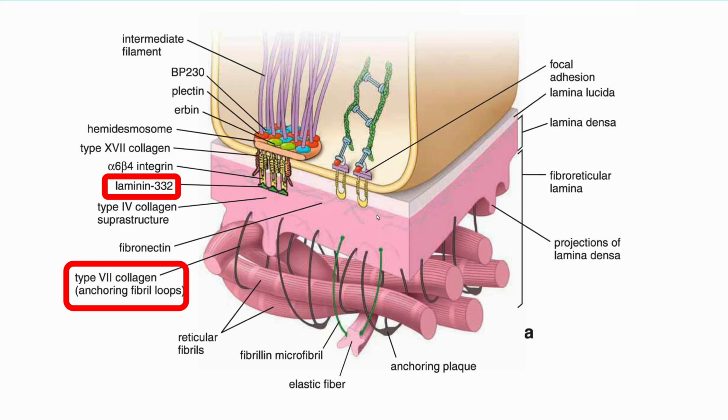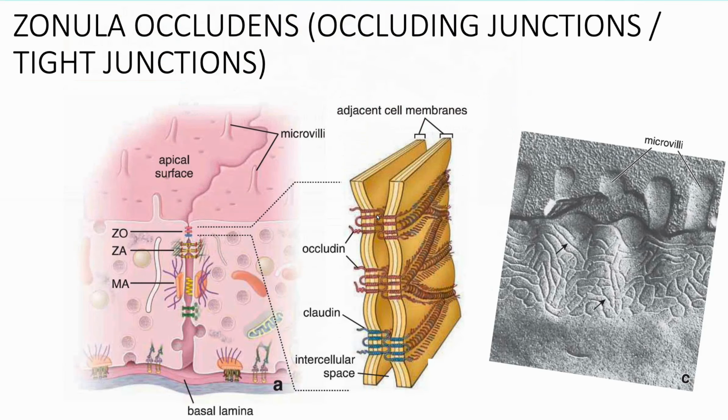Moving on, now we are going to see the other type of cell junctions, that is specialized cell junctions. The first one is the occluding junction or zonula occludens. In common terms, this is known as tight junction. Basically, these tight junctions are produced by the localized sealing of the plasma membrane of adjacent cells.